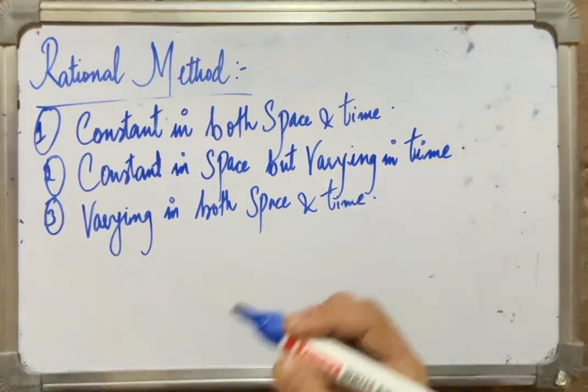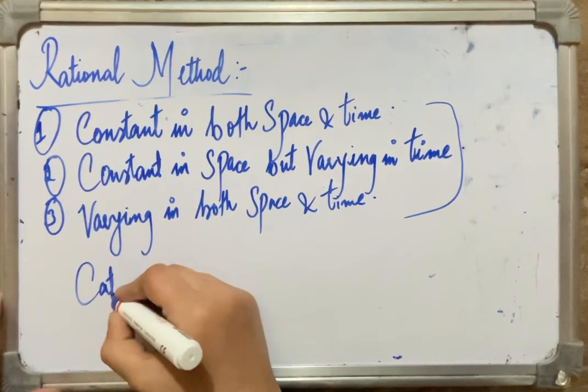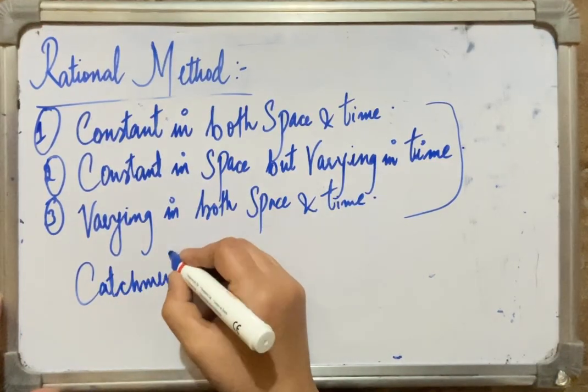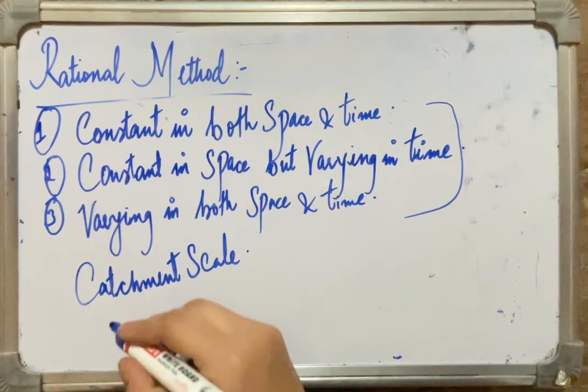All right. So generally this rainfall varies in space and time both, but under certain given conditions it is possible to assume the rainfall to be either constant in both space and time, constant in space but varying in time, or varying in both space and time. Now which thing will help us to judge how we'll assume a certain condition for a given catchment? The catchment scale. The catchment scale helps us to determine which one of these assumptions is justified on practical grounds.